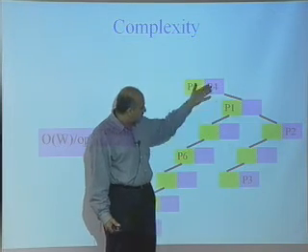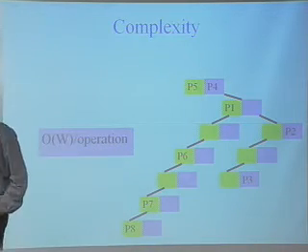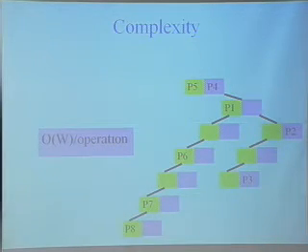So if you're dealing with IP4, you've got to make about 32 memory accesses in the worst case in order to do a search. And that's too many memory accesses.